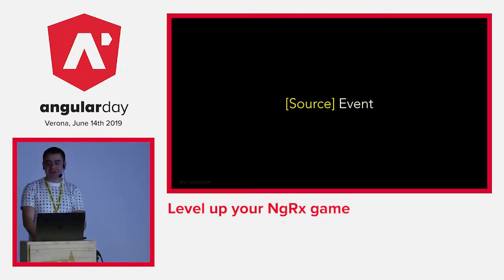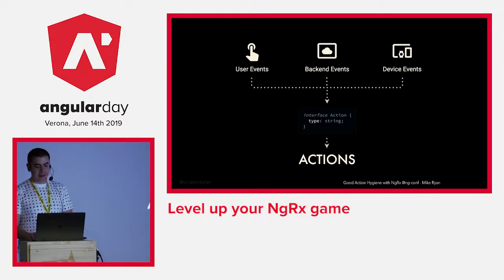Actions are the foundations of an NGRX application, and a good formula to write good actions is using the source event format. And the sources of actions can be categorized in 3 different categories. You can categorize them in user events, backend events, and device events. This categorization is important to build up a good action hygiene.